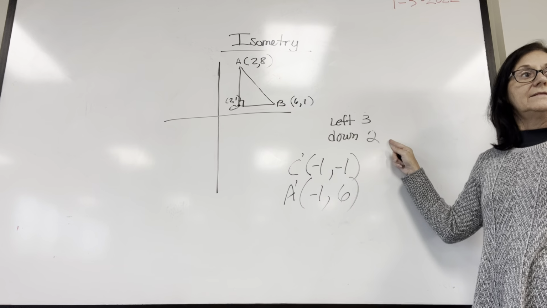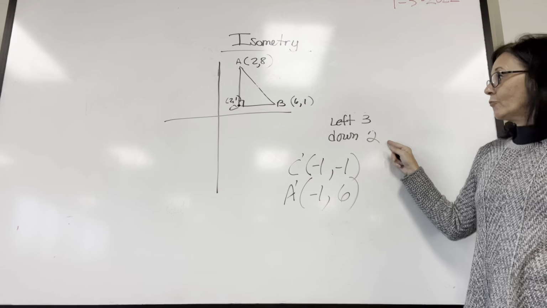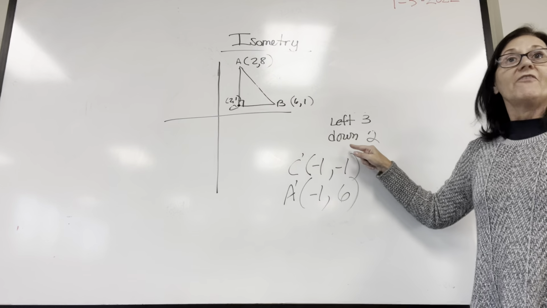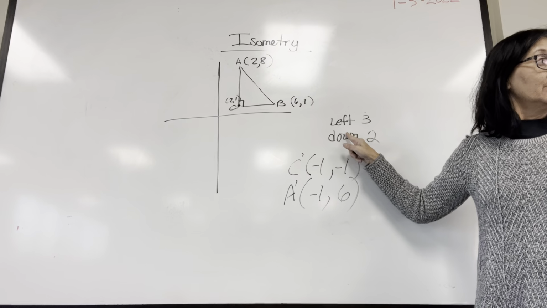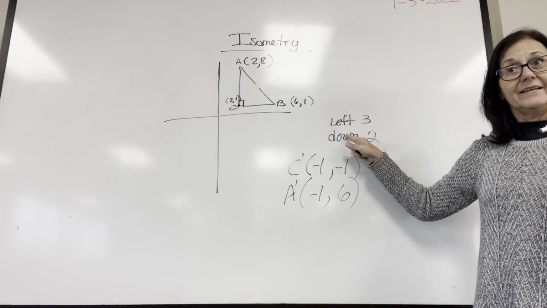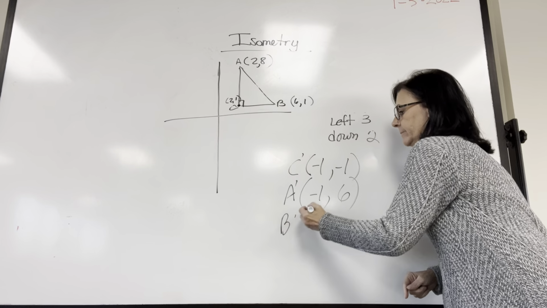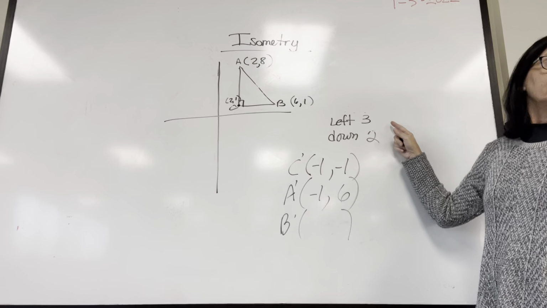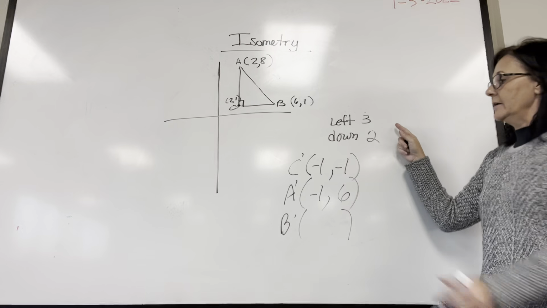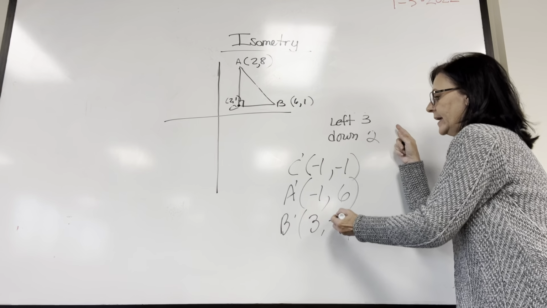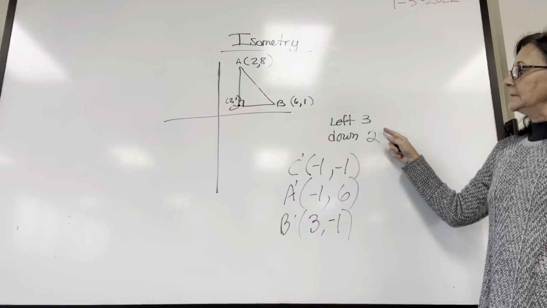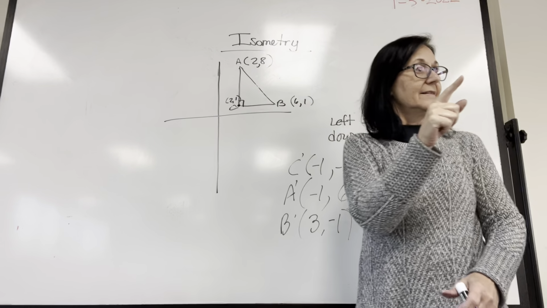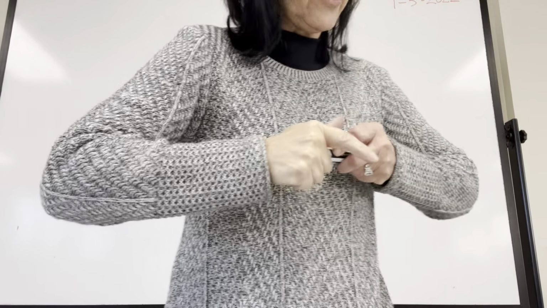You're just subtracting, right, because I'm going left and down. If I were going up, what would I do? Add. If I were going right, what would I do? Add. Got it? All right, what would be my B prime? What would be my X value for my B prime? Yes, David? Would it be 3, -1? Yes. Okay, got it? Okay, that's translations.